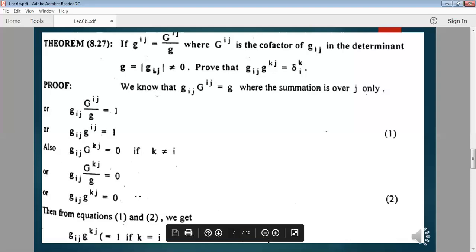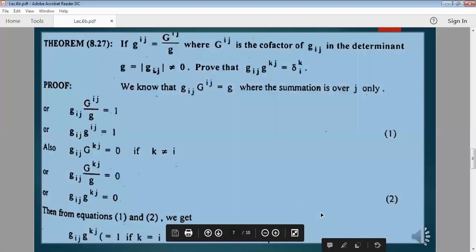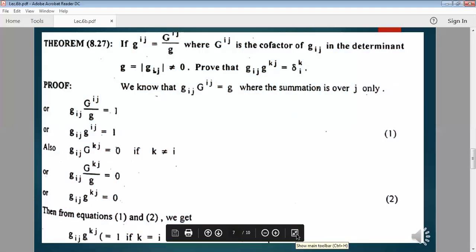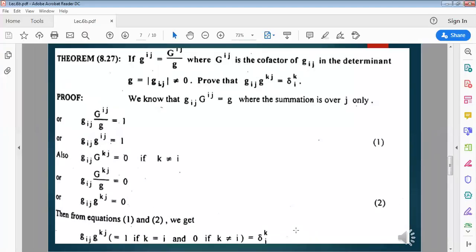Now, from equations 1 and 2, Gij Gkj is equal to 1 if k is equal to i. If k is equal to i, then it will give answer 1, like this one. And if i and k are different, then it will give us answer 0. So as a result, it will become delta ki.